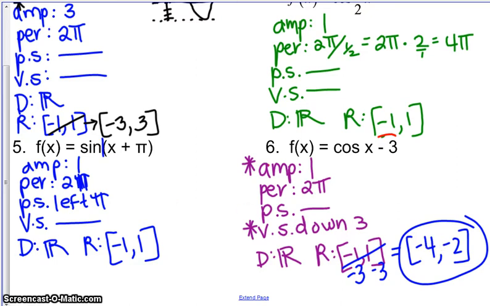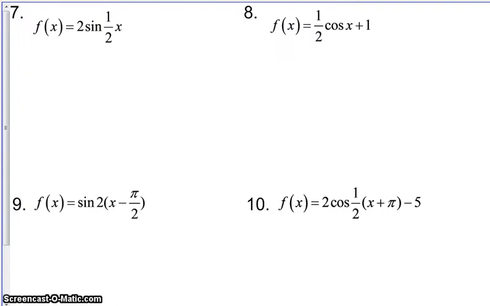All right, how about you take a second and you try these 4 on your own. So hit pause and try these 4.